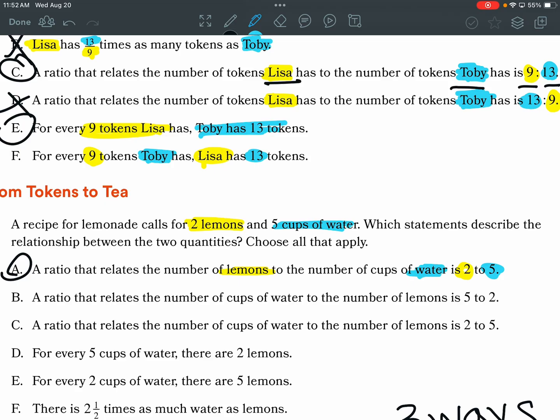Now we're doing letter B, a ratio that relates the number of cups of water. So there's water, 5, to lemons, 2. So okay, but watch. This is where they trick you sometimes. Blue to yellow, blue to yellow. Is that true? That is true. Because they did water first, and then they listed the water first. And then they did lemons, and they listed the number for lemons. Yeah, that one is true.